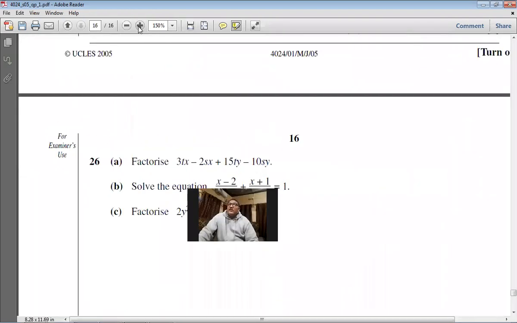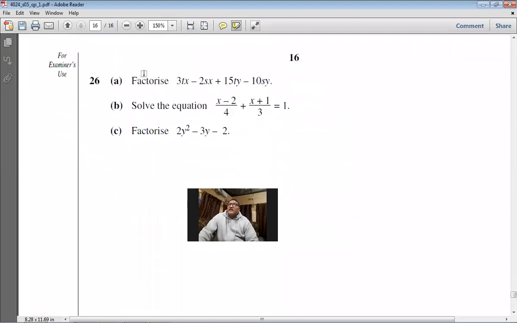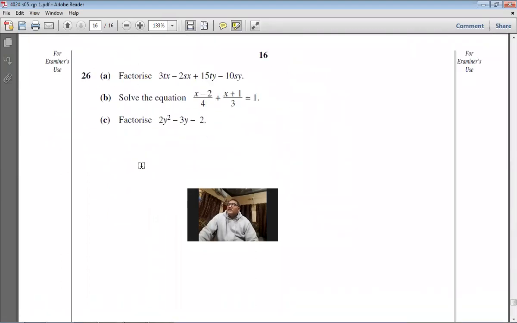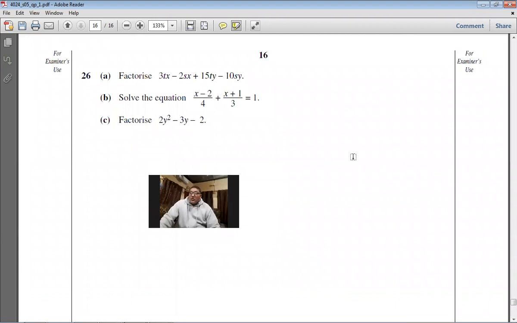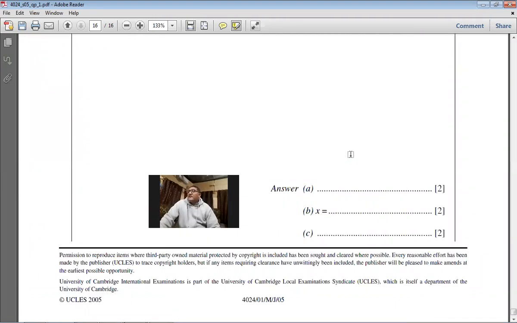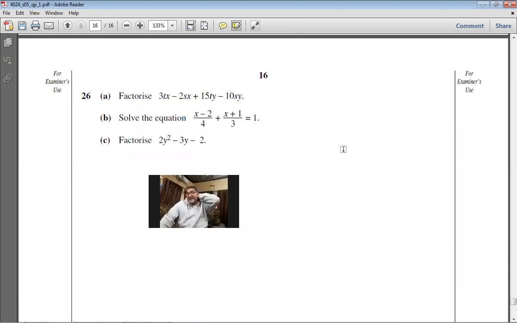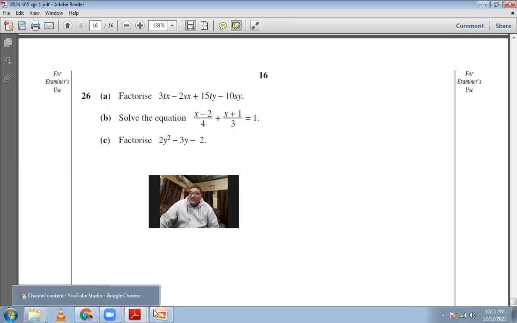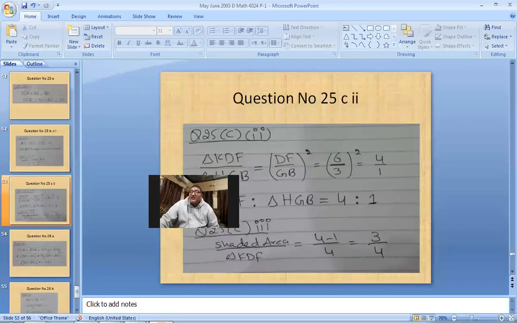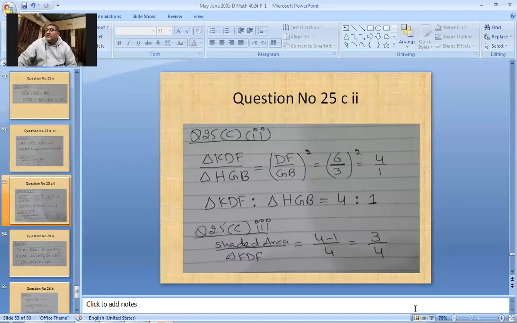The question is very simple. The question says, question number 26, and it's a 6 marks question. He says, factorize 3tx minus 2sx plus 15ty minus 10sy. So let me show you how I do the first part. Let me see.